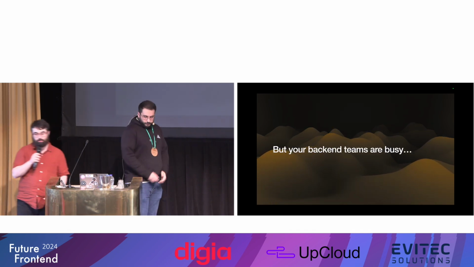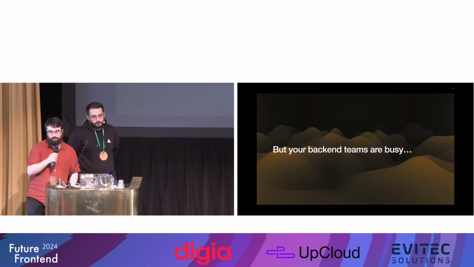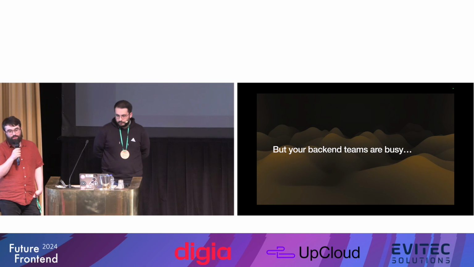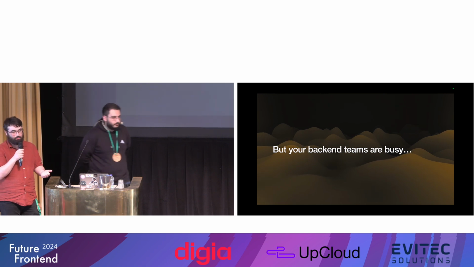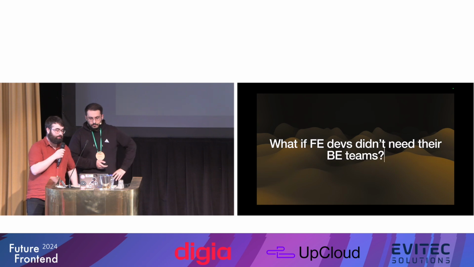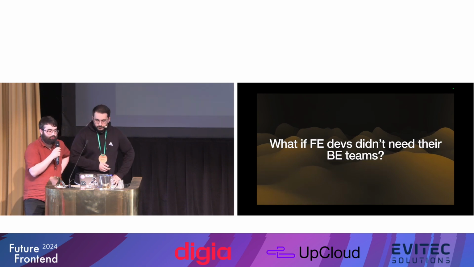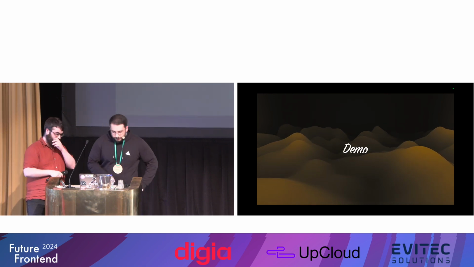But your backend teams are busy, and they don't want to think about this kind of syncing of ephemeral state. They want to focus on building new routing algorithms or building mail architectures. They don't want to focus on building syncing logic for which email is open in your client. And what if front-end devs didn't need their back-end teams to do this stuff? What if they could build the syncing architecture themselves? And that's where the demo comes into place, right?